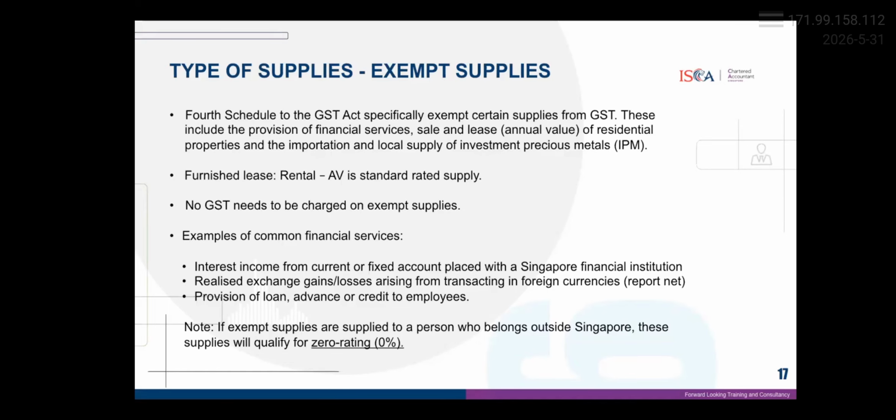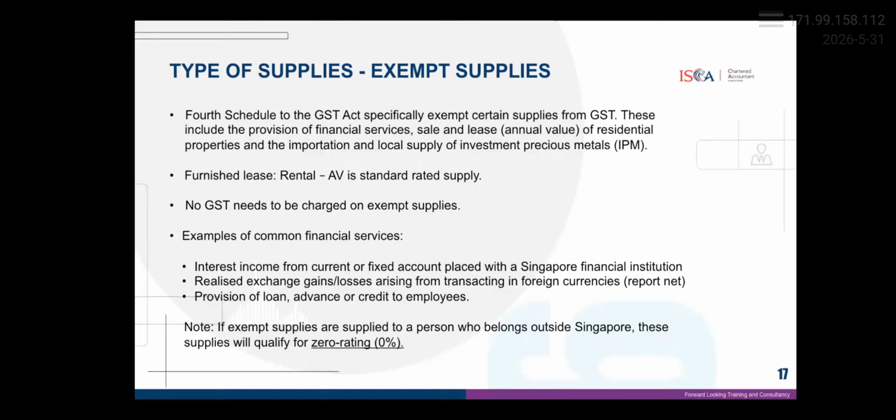Do note that in a furnished lease, where it includes furniture and fittings, the furniture and fittings, strictly speaking, are not residential property. They do attract GST. And how do we then identify the portion of the rental that belongs to the rental of furniture and fittings? We will usually take the rental minus away the annual value, and that balance is attributable to the rental of furniture and fittings, and standard rated supply will apply.